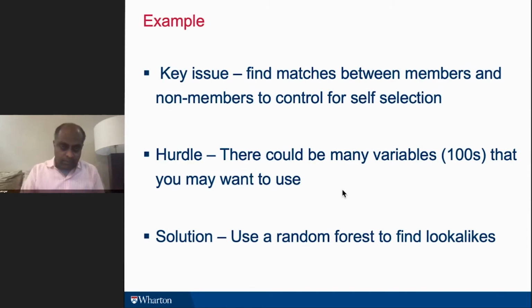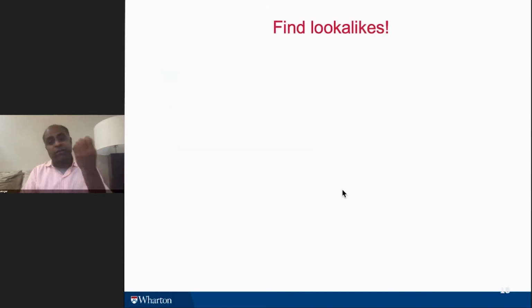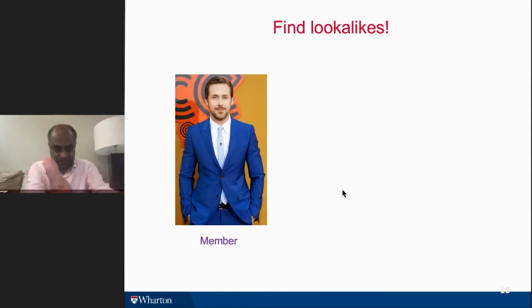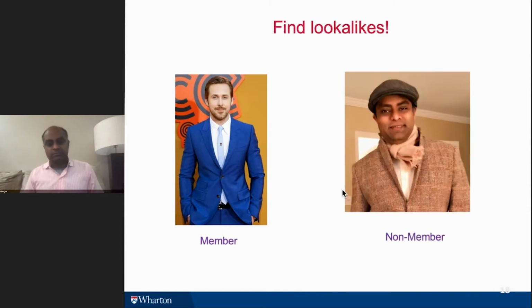So I'll give you a quick example. What are we trying to do? We're trying to find lookalikes. For every person who became a member, let me find a non-member who is as similar as possible on all of these variables before they became members. And then when we have found the lookalikes, the doppelgangers, we can compare what happens to their behavior after they become members. Okay? So for instance, for every Ryan Gosling, this famous actor who's a member, you might end up finding this person who's a non-member.